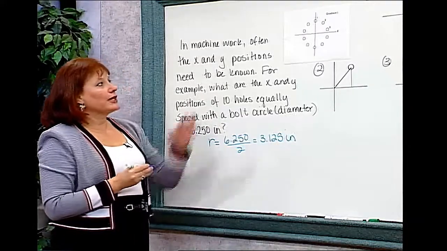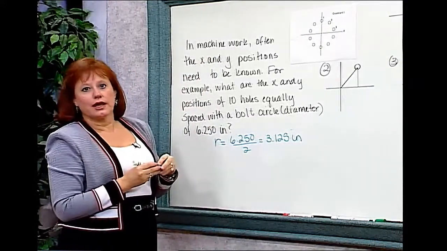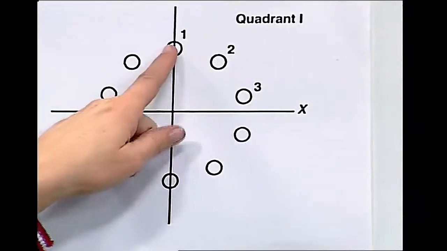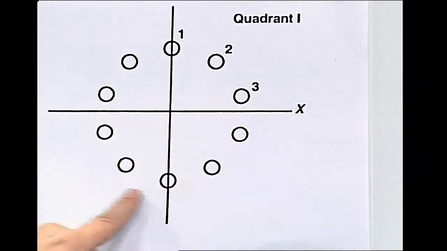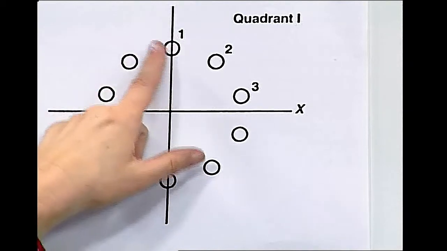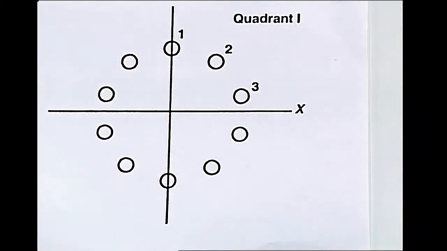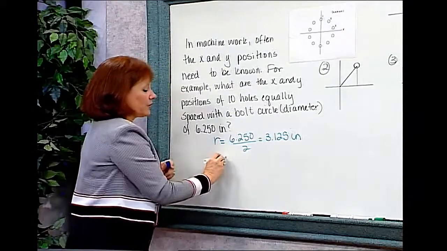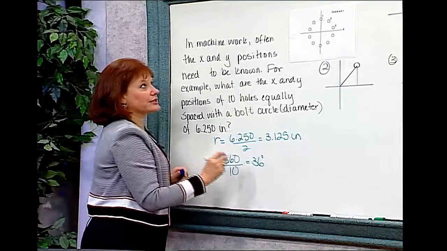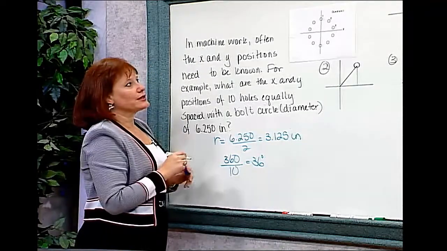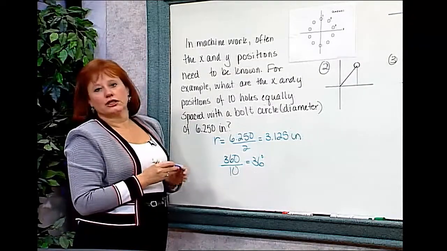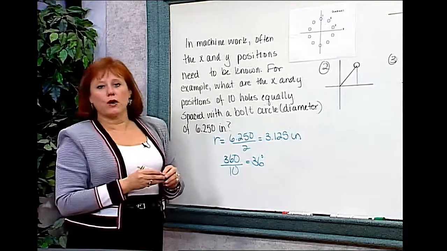I also need to know how many degrees are between each of the circles. And to help me with this, I need to recall that there are 360 degrees in a circle. So if I started at circle 1 and I went all the way around the circle and came back to 1, I would have traveled 360 degrees. If I want to know how far it is from one hole to the next, I need to take those degrees, 360, and divide it into 10 equal spaces, which will tell me there are 36 degrees between hole 1 and hole 2, and 36 degrees between hole 2 and hole 3, and so on. Armed with this information, I'm ready to start the problem of finding the x and y coordinates of each one of the holes.